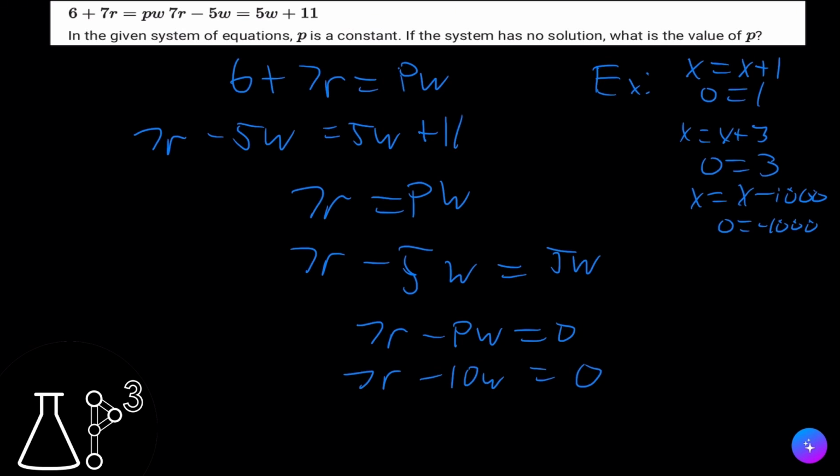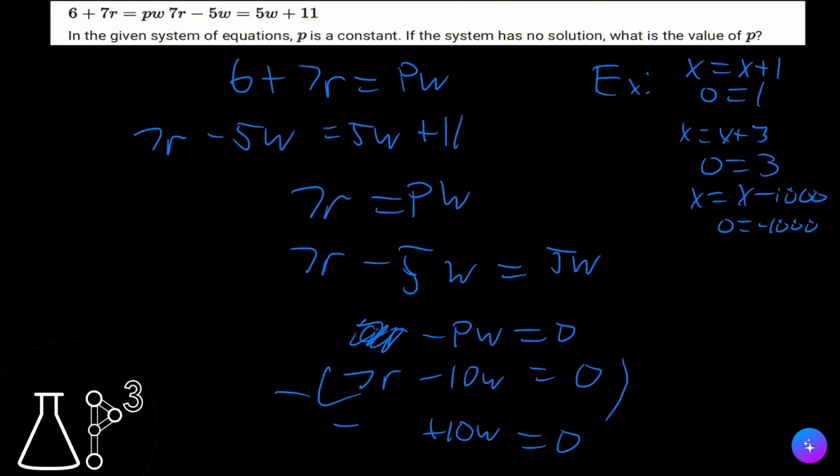As I can see, both 7r's are positive, and I can manipulate one of the equations for the r's to cancel out. So let's multiply the bottom one by -1. If I multiply by a negative number, I get negative 7r now, and then plus 10w, which equals 0. So the 7r's cancel out.